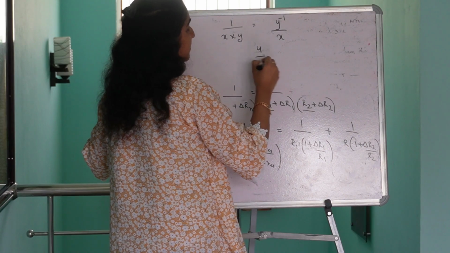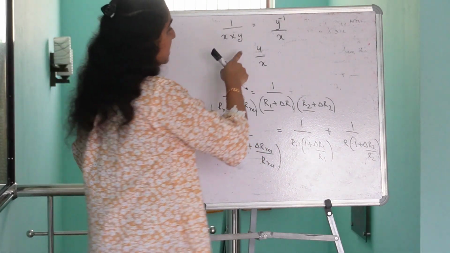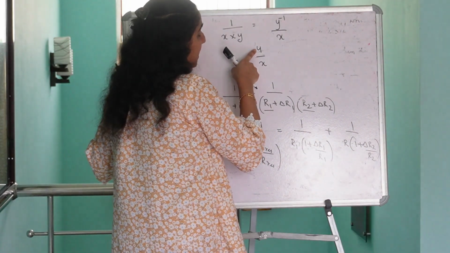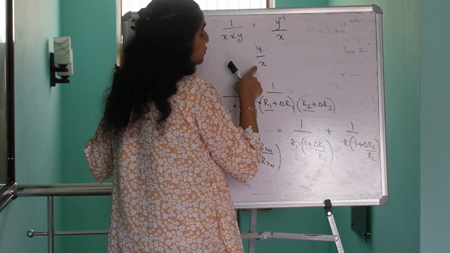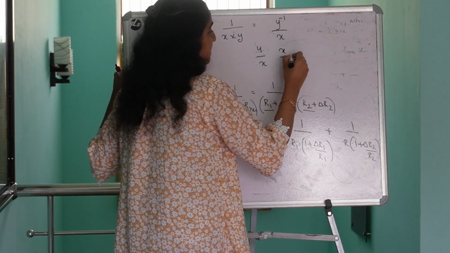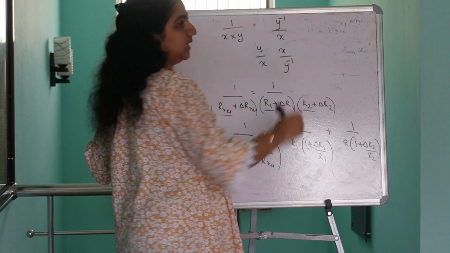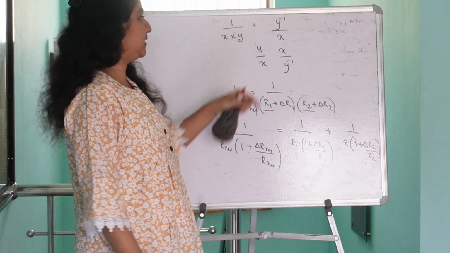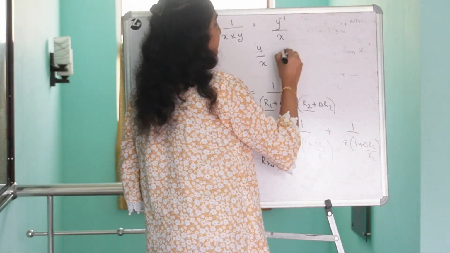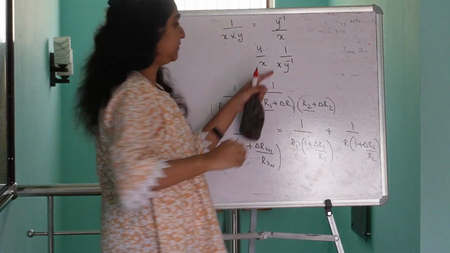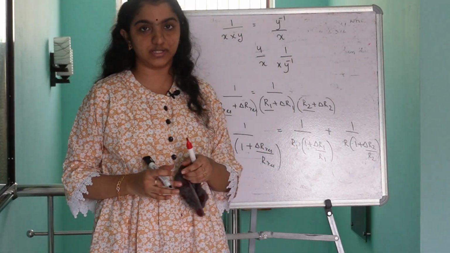Suppose it is given y divided by x. Here y is in the numerator and I have to bring this y to the denominator. So how can I write it? x divided by y inverse? Is it clear? 1 divided by x y inverse. Is it clear?